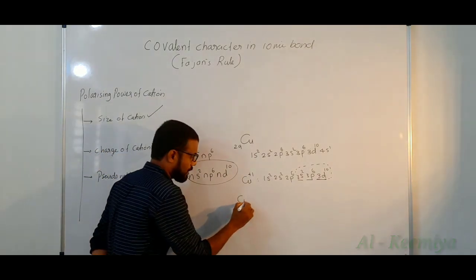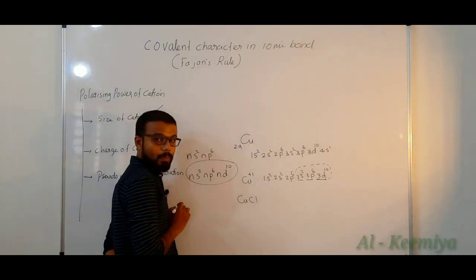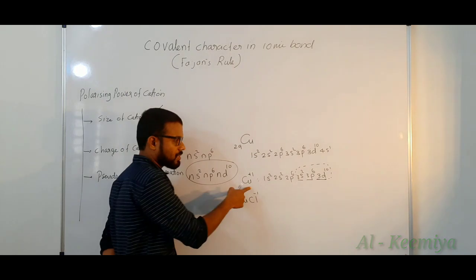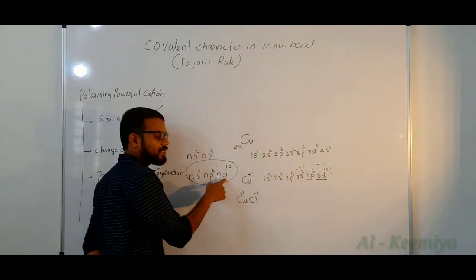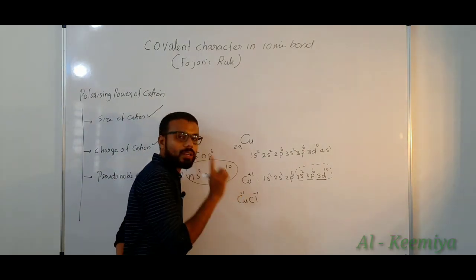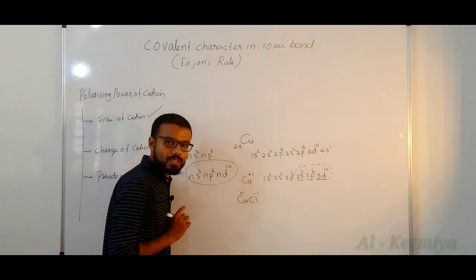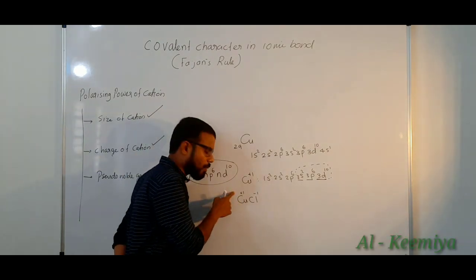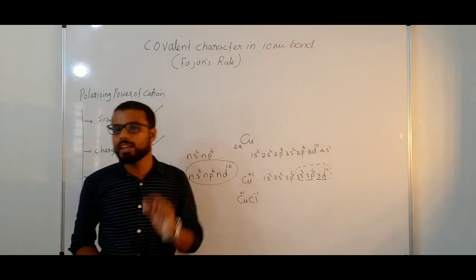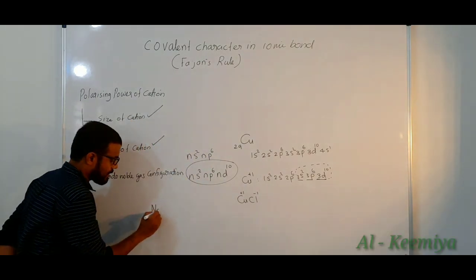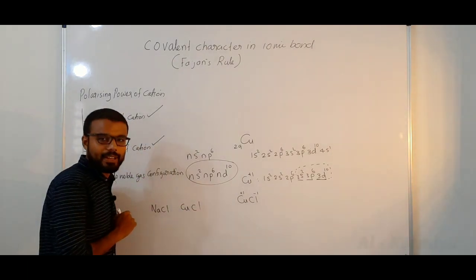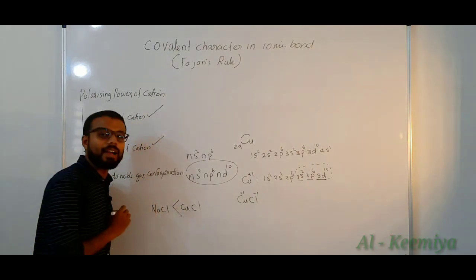So in copper chloride, CuCl, cuprous chloride, chlorine is -1 and copper is +1. So in the +1 oxidation state, what is the electronic configuration? ns2, np6, nd10. So the cuprous ion has pseudo noble gas configuration. So this copper +1 ion has high polarizing power. Therefore this compound has high covalent character. For example, if you have NaCl and CuCl, which one will have high covalent character? Cuprous chloride has high covalent character.